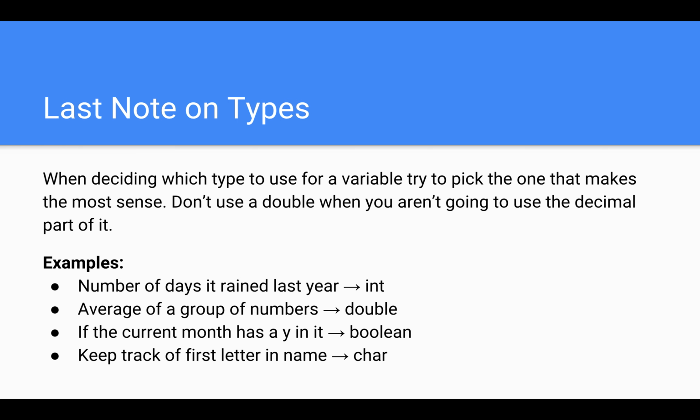So examples of this would be the number of days it rained last year would be an integer. The average of a group of numbers should be a double. If the current month has a y in it, that's a boolean. And to keep track of the first letter of a name would be a character.